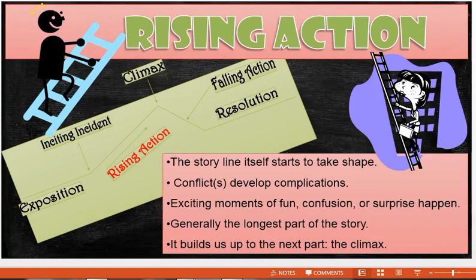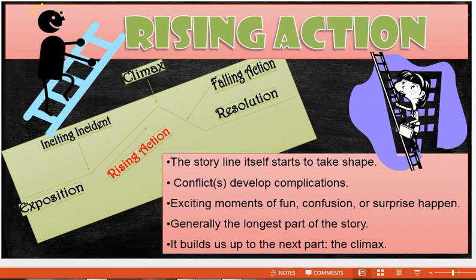Next, you have the rising action. This is a long part, the story takes shape. Conflicts develop, they get complicated, more characters might get involved to complicate the scene. There's fun, confusion, surprise that may happen in the book or story. Generally the longest part of the story. The author takes time to develop the characters here, to develop the plot, to develop the setting, all leading up to the climax. But this is generally the longest part of the story.